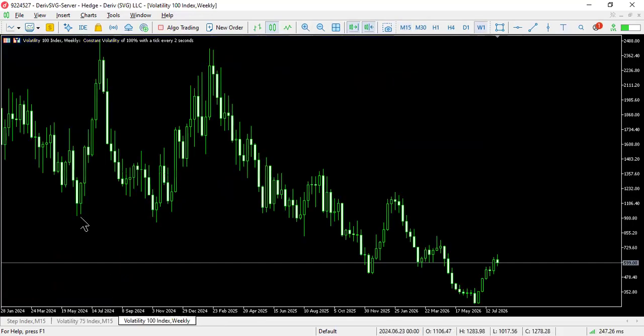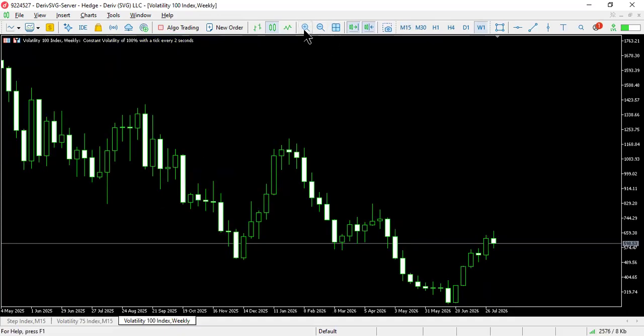Heading over to volatility 100. From the weekly time frame, we can see that price is forming lower lows and lower highs. Therefore, our bias is very clear. We are going to be looking for selling opportunities.